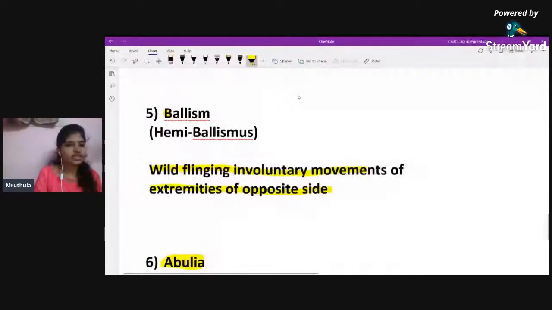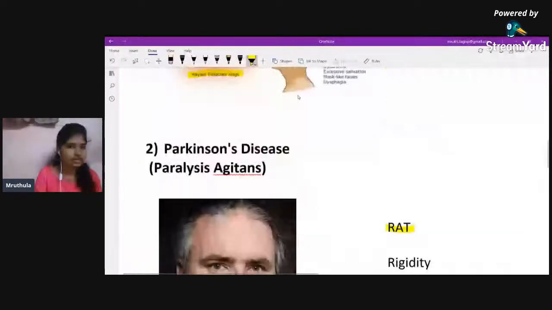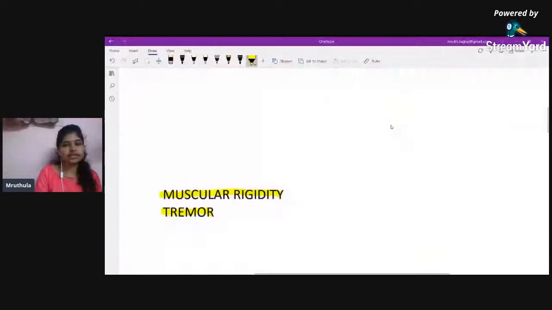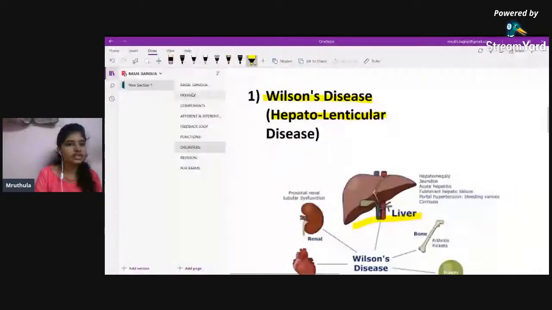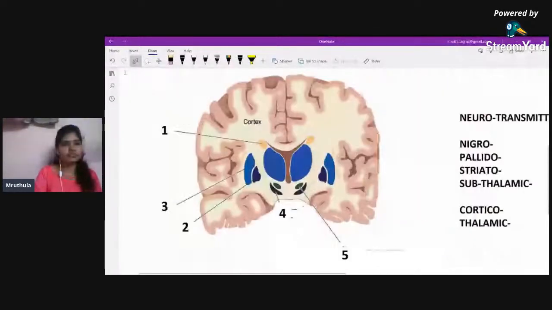So all of these conditions, you can just Google and see how they look. You can see the clinical features, though they are not important for your physiology. Just to get a good understanding of the clinical features that you could see in these conditions, just Google it after the session or before tonight, so that you will know and retain it better. Okay, so we have finished all the things about the basal ganglia.